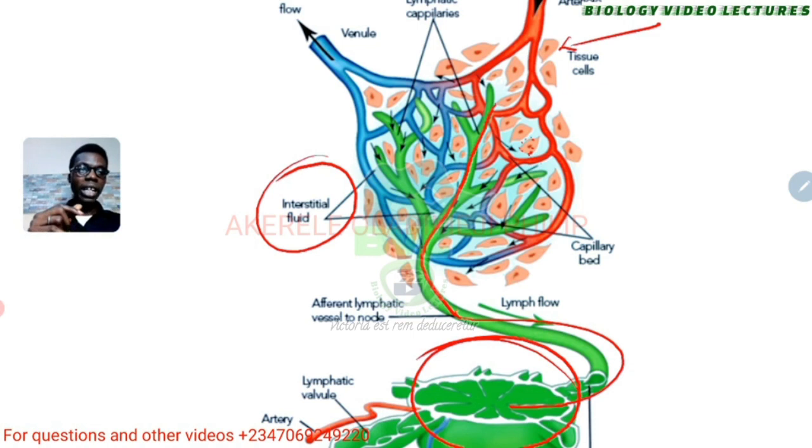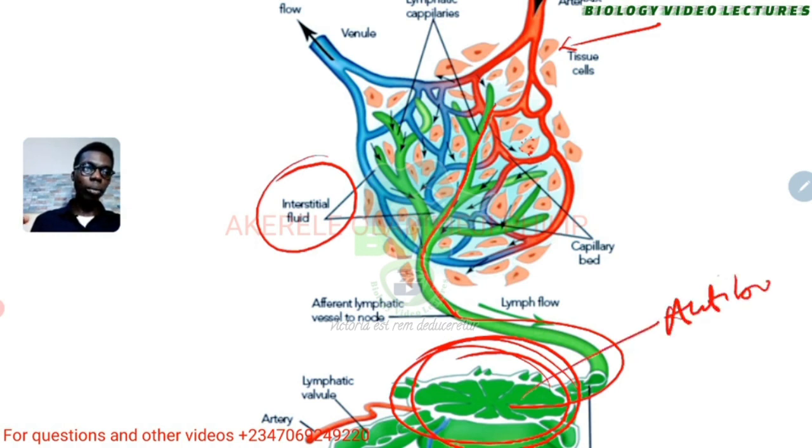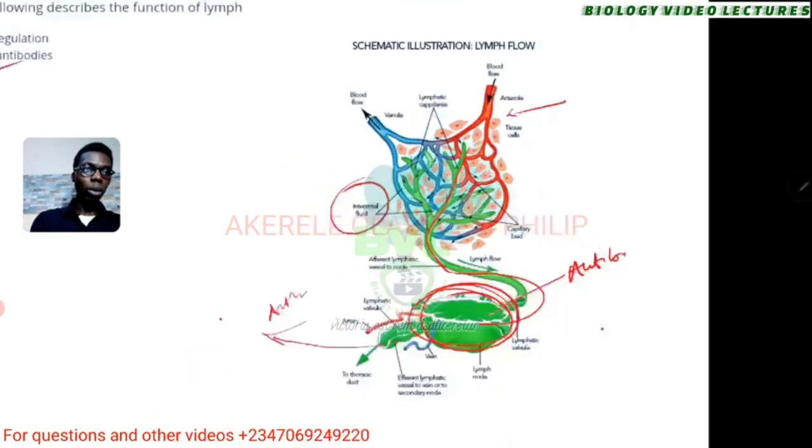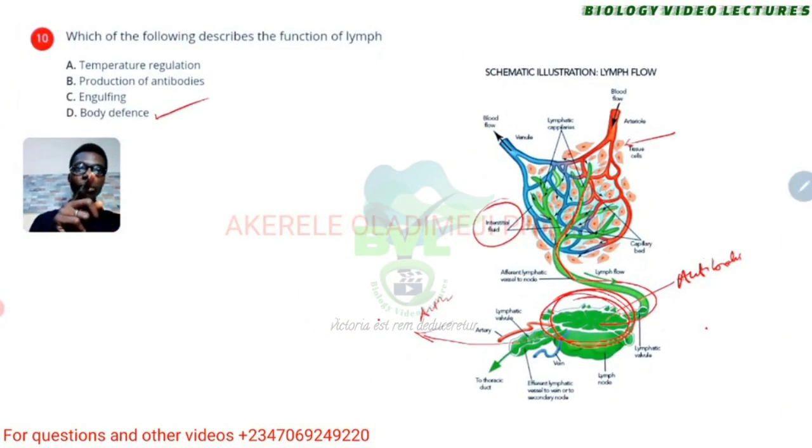Now bear this in mind. This lymphatic node produces something called lymphocytes. Lymphocytes produce what we call antibodies. So it means that the lymph that is flowing is going to have antibodies in it. Now let's go back to that option. It says, which of the following describes the function of the lymph? Lymph is a fluid which contains antibodies. And what would the antibodies do? Protect the body. So the answer is body defense.